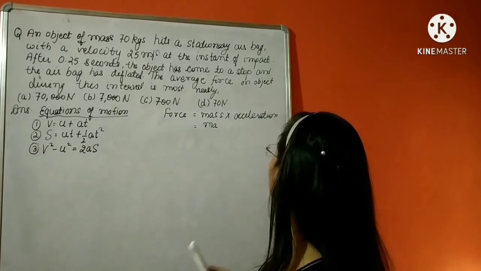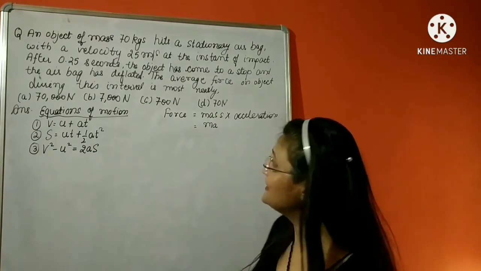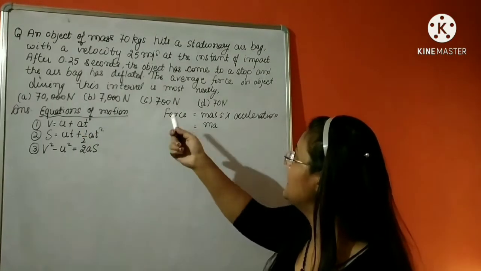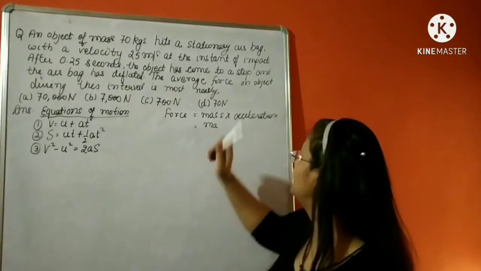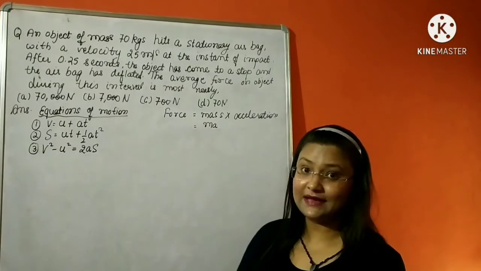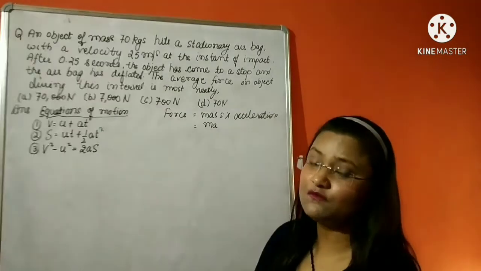The average force on the object during this interval is most nearly, and these were the options: 70,000 newtons, 7,000 newtons, 700 newtons and 70 newtons. Now in this question we do not have any direct formula to solve it. We will have to use equations of motion in this.